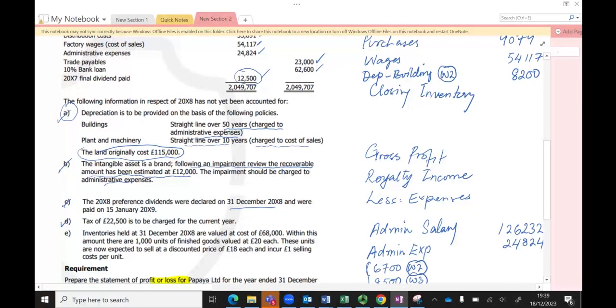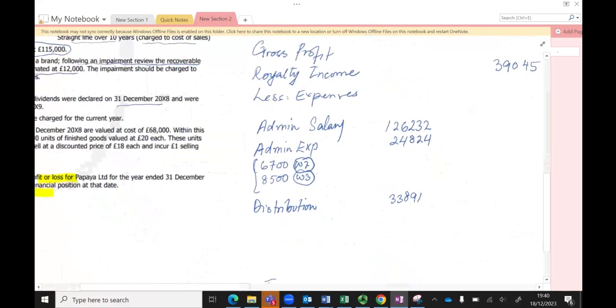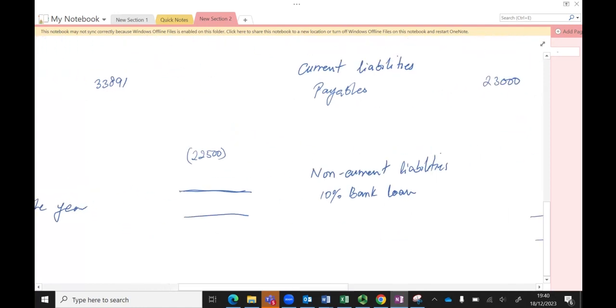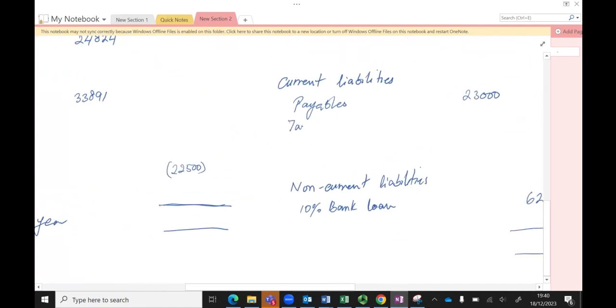D. The tax of 22,500 is to be charged in the current year. So 22,500 will be recorded as an expense as well as a liability. So we will record it in the income statement as 22,500. We will also record it as a tax liability, 22,500, because the tax will be paid next year.